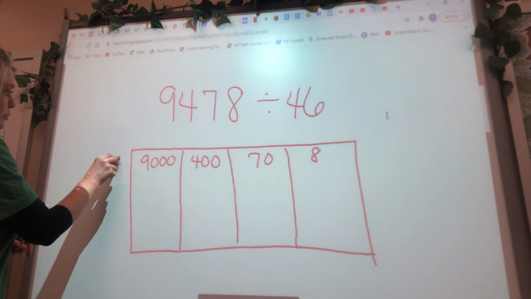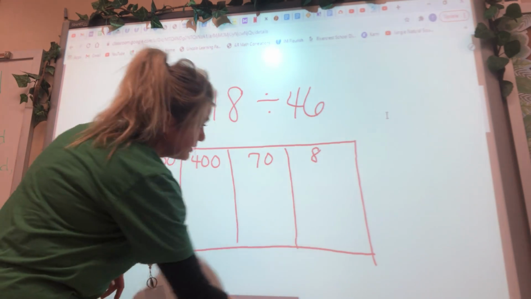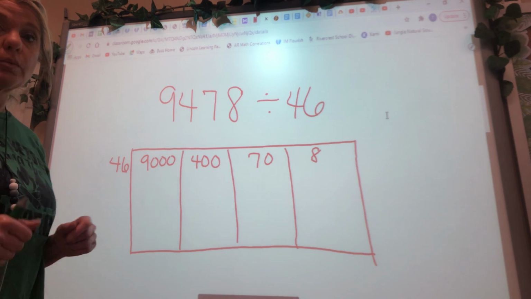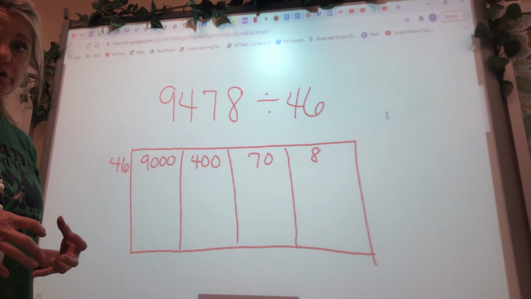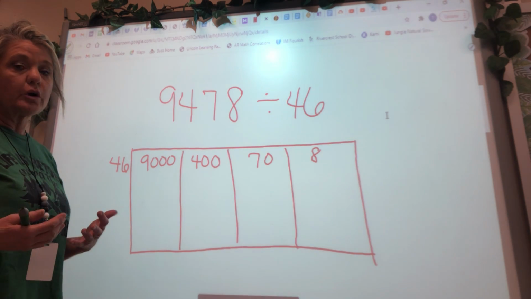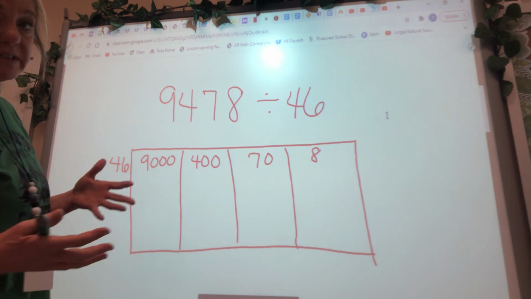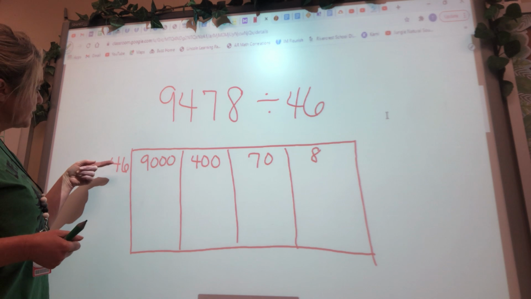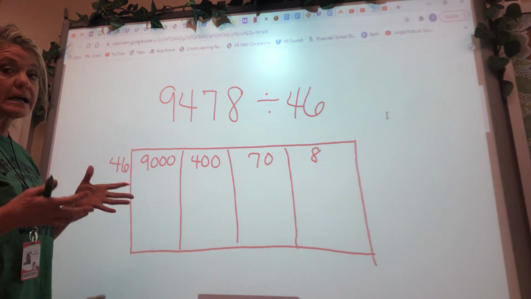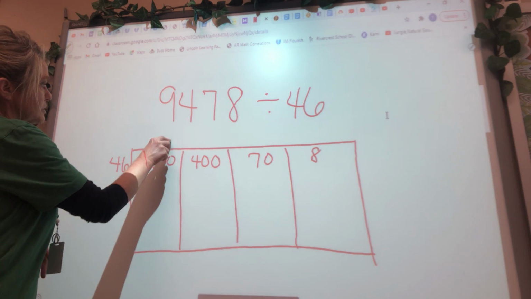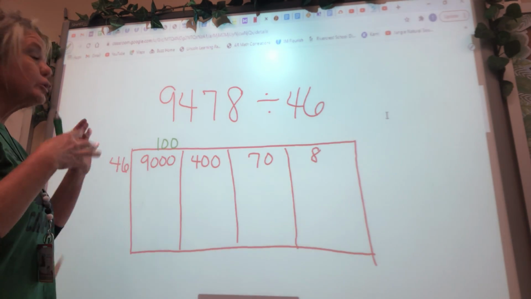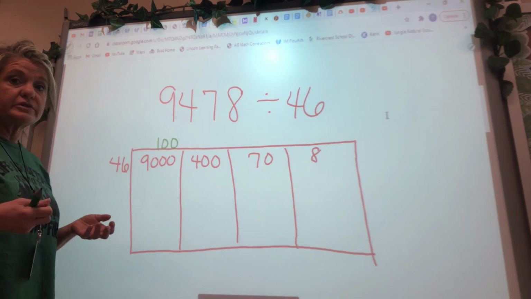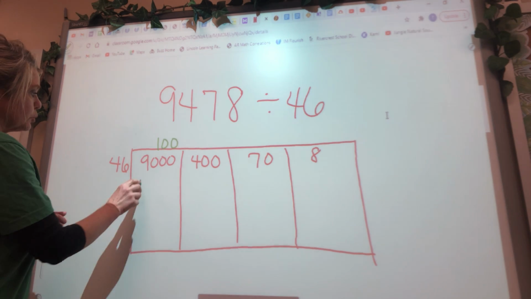9,478 divided by 46. Now, in the standard area model, we stayed with numbers that were multiples of 10, but they were less than 100. But in this alternative, for students who are working with larger multiples of 10, this is a little bit different way that they can do this. We know that if we multiply 46 times 100, in the other version you couldn't use 100 or above. But in this version, you can go ahead.